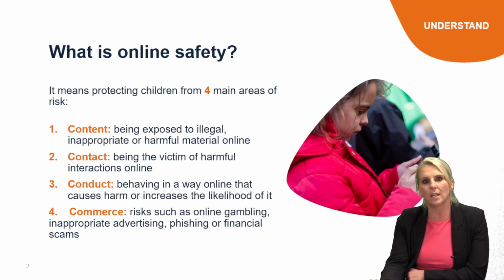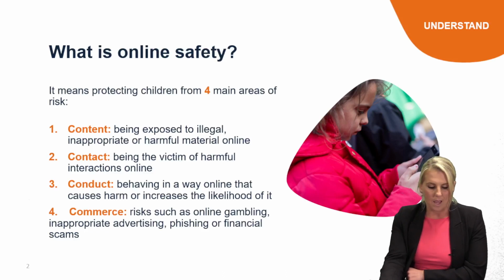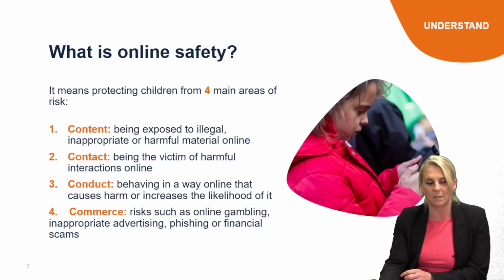Conduct. So behaving in a way online that causes harm or increases the likelihood of it. Harmful behaviours can include things like bullying others and making, sending or receiving explicit images. In 2022, the Internet Watch Foundation found more Category A child sexual abuse material online than ever before. This material contains the most severe kind of sexual abuse. There was also a high proportion of self-generated imagery. 11 to 13-year-old girls are being particularly targeted by sex offenders, but there has also been an increase in material containing 7 to 10-year-olds.